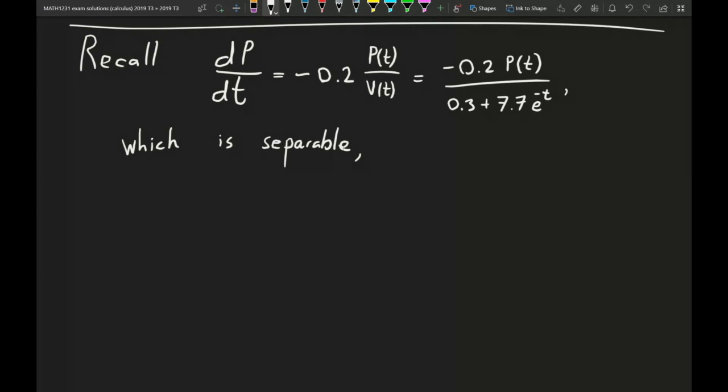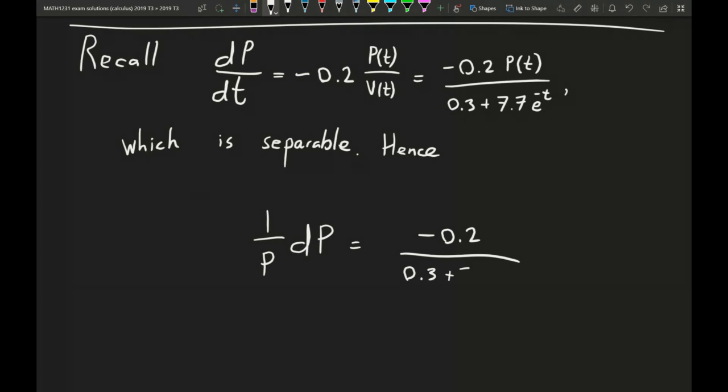Right, which is separable. It is first order linear. You might want to try that one out, but here, when you work through the details, separable feels faster. So how do we apply the separable technique? Well, we separate the variables. Now, some people have different ways of doing this. I am going to write down 1 over p dp and a minus 0.2 over 0.3 plus 7.7 e to the minus t dt.